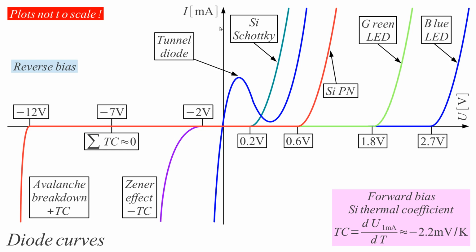If we plot things here, we see that in the forward region we have the standard behavior of a silicon PN junction plotted here in red. Of course, light emitting diodes have a much larger voltage drop than silicon diodes, so this U1 milliamp is much larger. While Schottky junctions, still made from silicon, have a much smaller voltage drop, and we may make use of this. We didn't say anything about reverse bias.